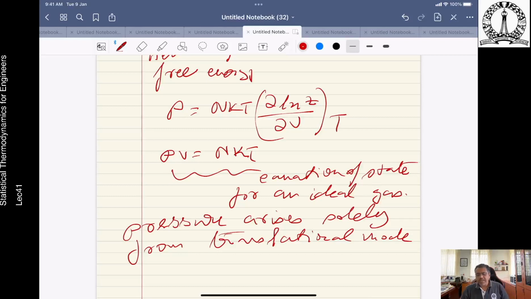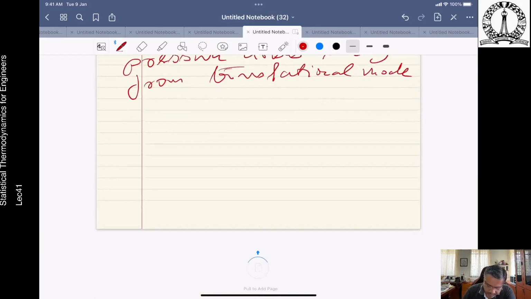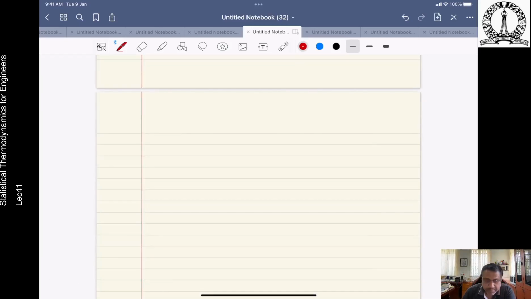So welcome to lecture number 41 of the Statistical Thermodynamics course. As we saw, we have been able to establish the translational modes for a monoatomic gas. We already wrote the definition of pressure.